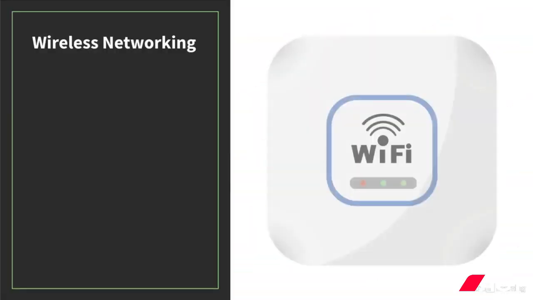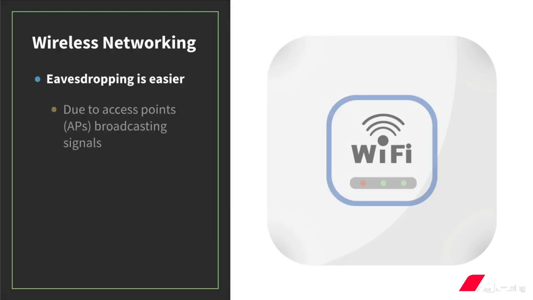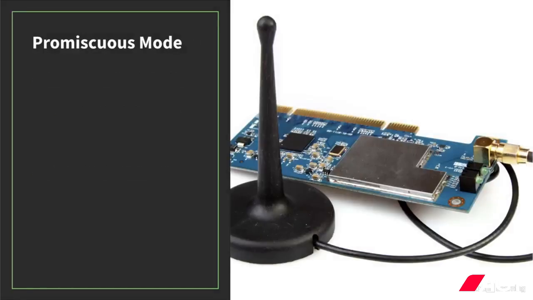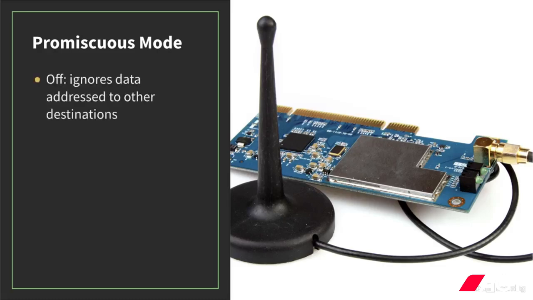In wireless networking, eavesdropping is easier because access points, or APs, broadcast their signals. Any device connected to an AP has the potential to intercept the network traffic meant for its peers. The wireless NIC offers an option called promiscuous mode. When turned off, this mode causes the NIC to ignore the data addressed to other destinations. Because of this, turning on the promiscuous mode is a must if an investigator uses a wireless NIC to collect network data.